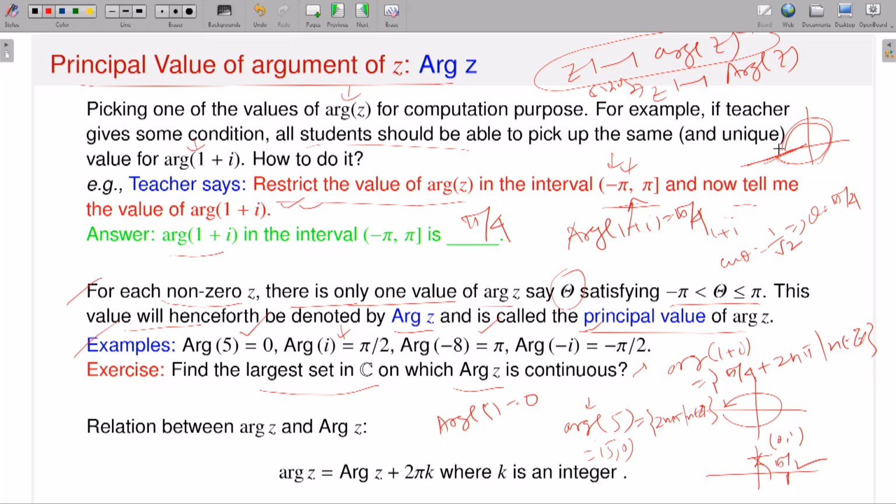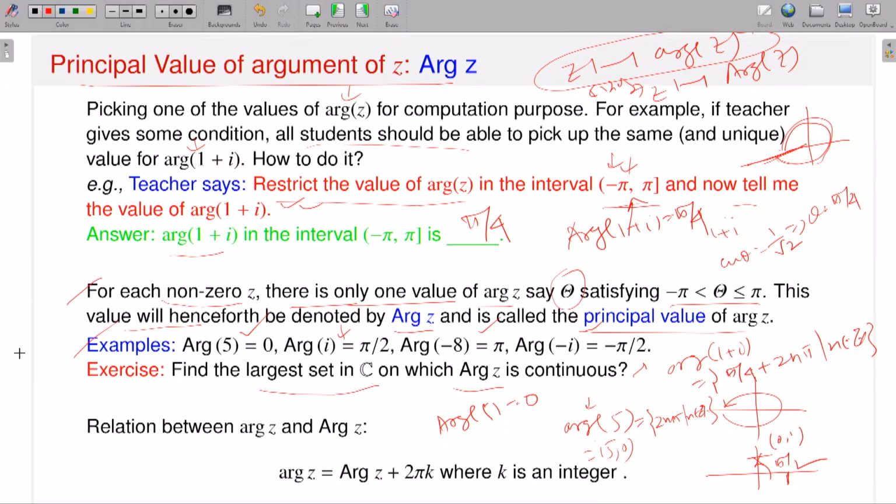So it is expected that when I talk about the largest domain in the complex plane where my function z going to capital Arg of z, the principal argument of z, is continuous, you will see that if I take out the negative real axis from the complex plane, the function is actually continuous. The moment I cross the negative real axis, it will have a jump. So you lose the continuity on the negative real axis. You will see, the moment you cross the negative real axis, you will have a jump.